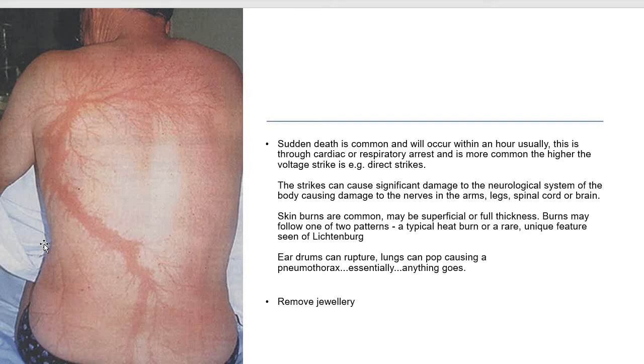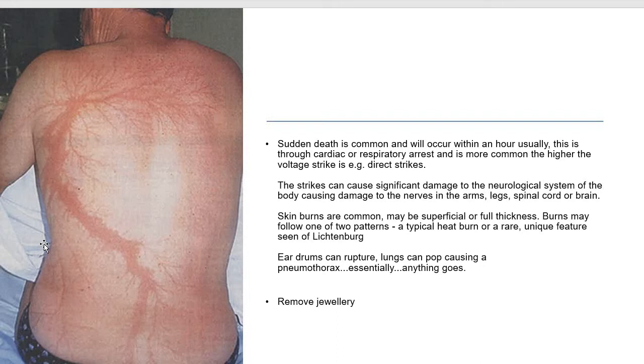But if the casualty is alive by the time we get to them, the range of injuries that can be caused are unbelievably extensive. I know I've got relatively little personal management of lightning casualties. So in my reading of it before this, essentially every single body system can be affected in a variety of ways. So the neurological system, so the brain, the spinal cord, and all the nerves leading to your arms and legs can be significantly damaged.